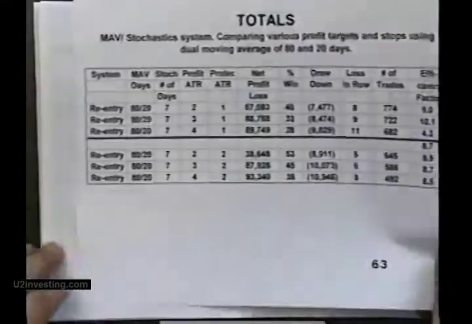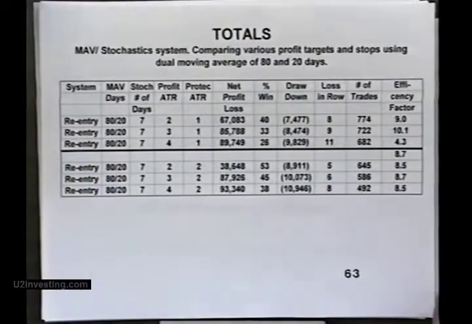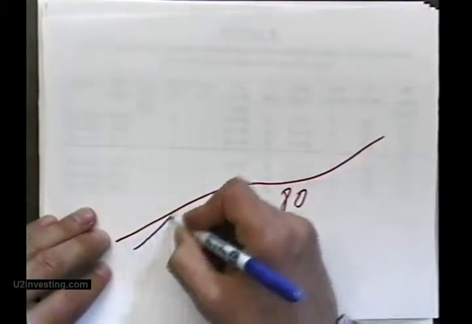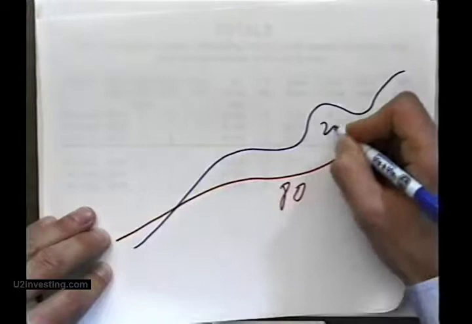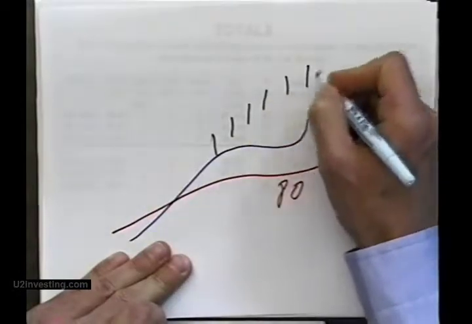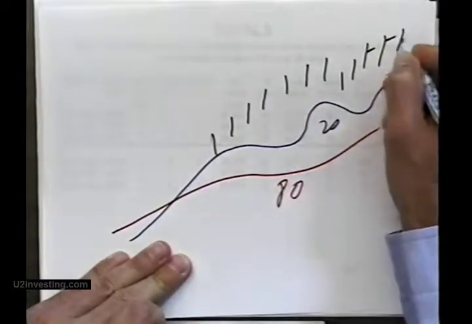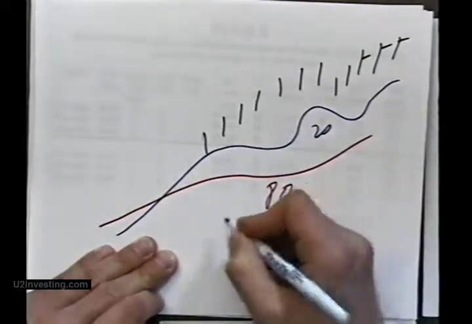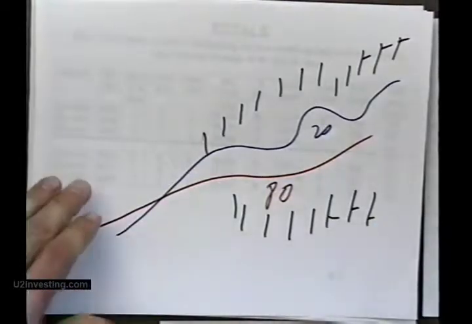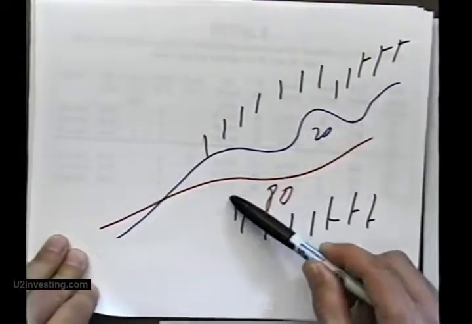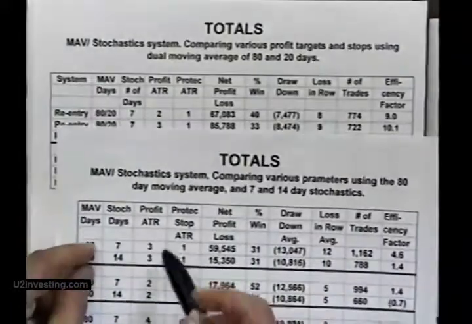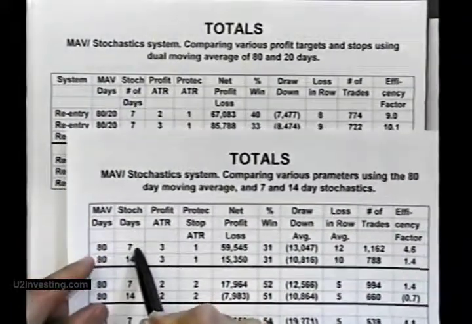Here, what we did is 80 and 20 together. In other words, here's your long-term 80-day moving average, and here's your shorter-term 20-day moving average. And the price had to be above both of them. That is, the close had to be above both of them to get a buy signal, and price had to be below both of them to get a sell signal. In other words, we took into consideration the short-term trend as well as the long-term trend, and let's see if the profit results improved.